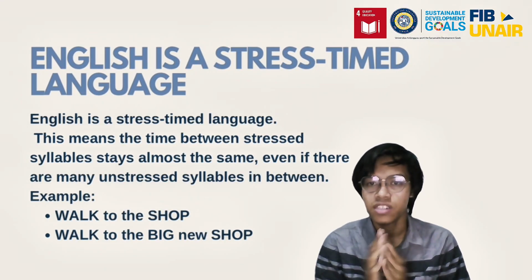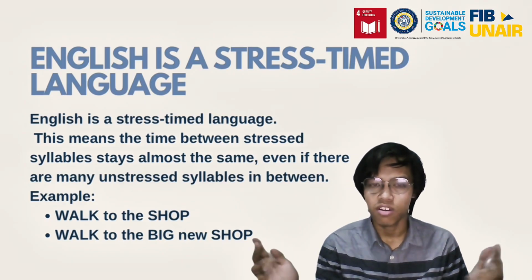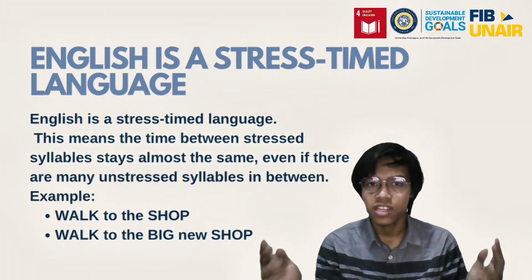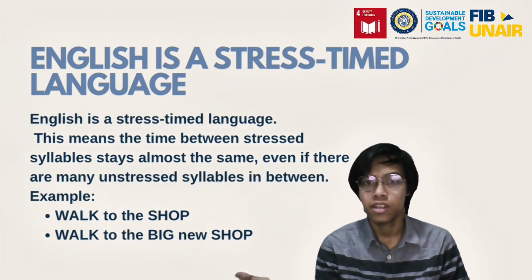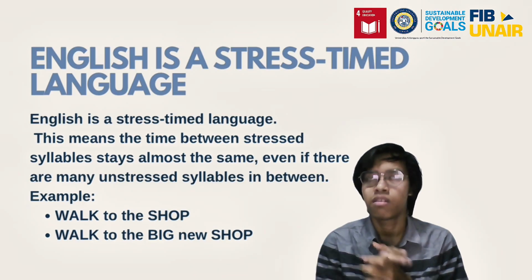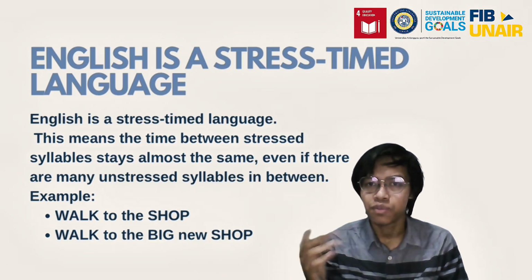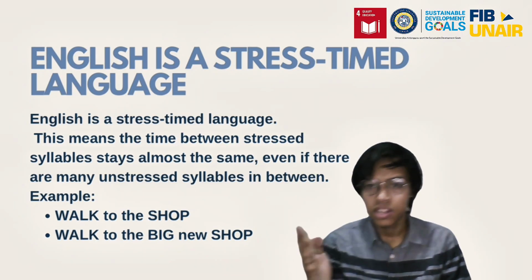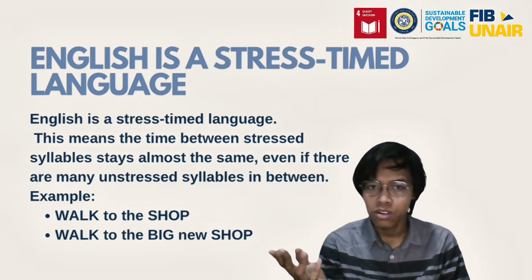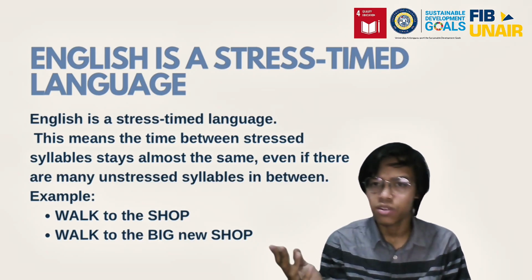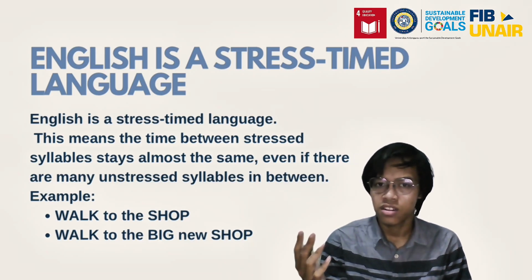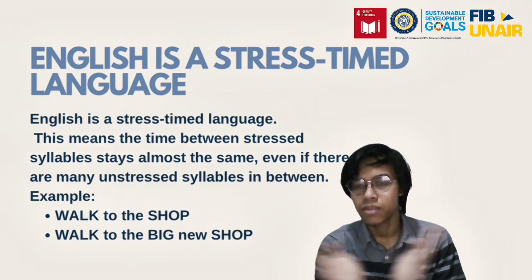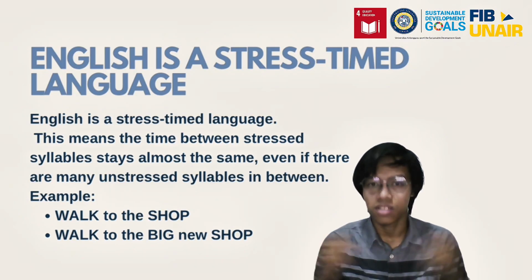English is known as a stress-timed language. This means that the time between stressed syllables usually stays almost the same, even if there are many unstressed syllables in between. For example, in the phrase walk to the shop, the stressed words are walk and shop. If we say walk to the big new shop, the stressed words remain strong and the unstressed words are spoken faster. So even though the sentence becomes longer, the rhythm stays consistent.